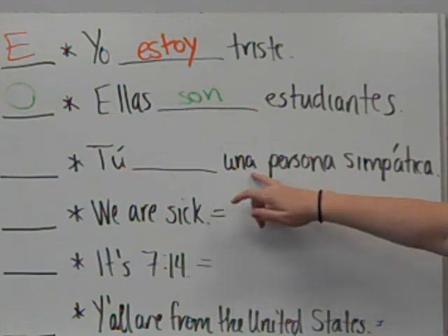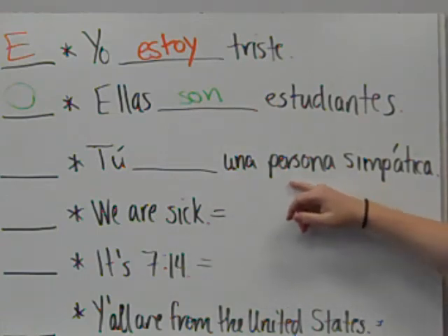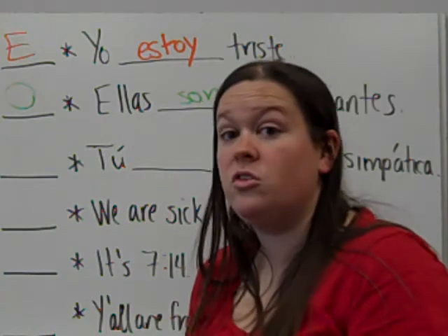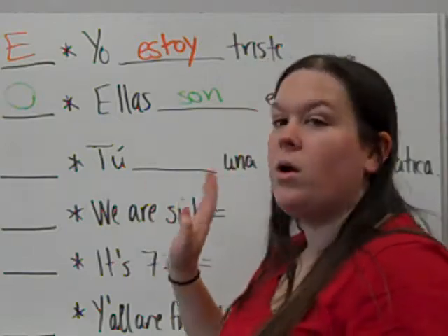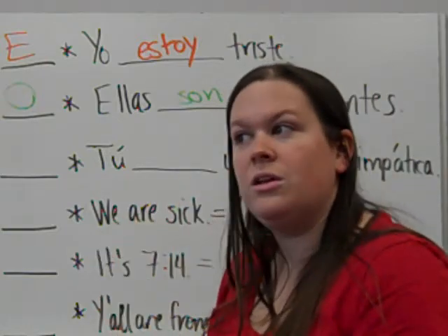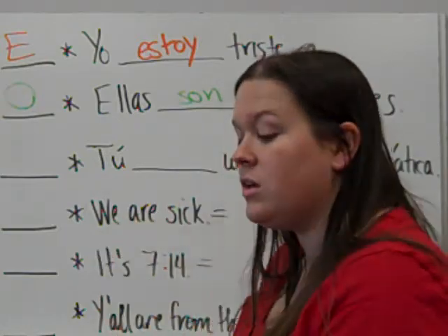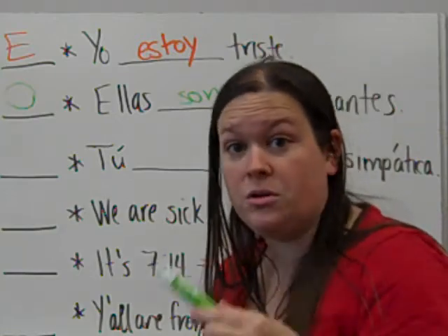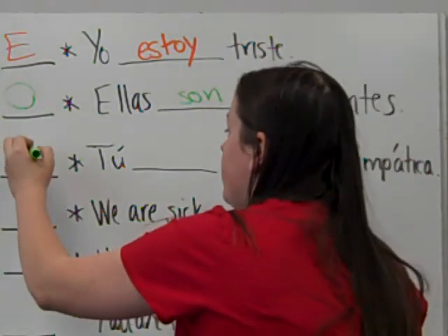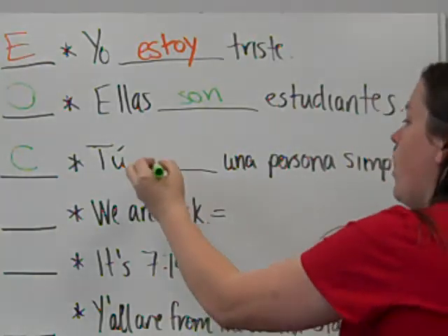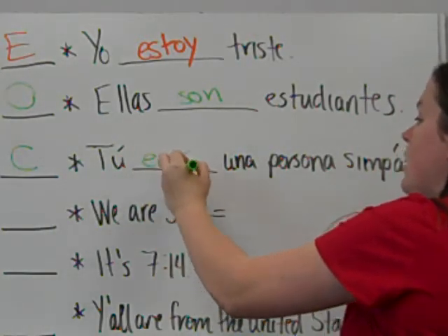You are a kind person. So I am describing you. There's no word in there to indicate that you're not usually kind, and you're saying today you're a kind person. So that's going to be a permanent characteristic. That's going to be ser. So you are, tú eres.